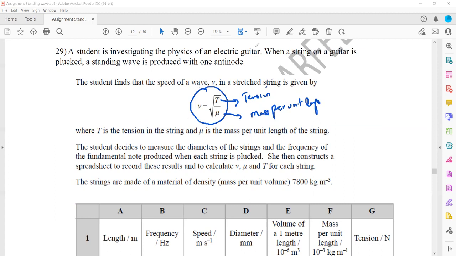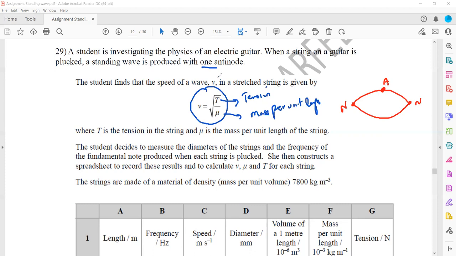When a string on a guitar is plucked, a standing wave is produced with one antinode. So what does it mean? It means it is produced in this manner. Because as I mentioned, there's only one antinode, so there will be node, antinode, and node. So one antinode is there, at the center.